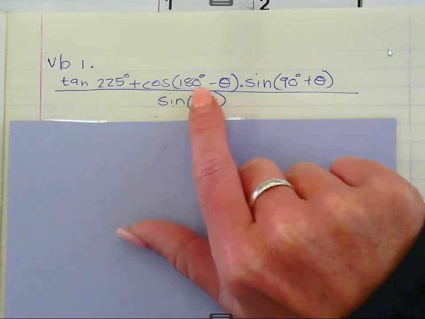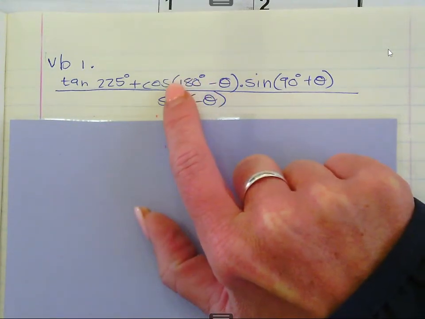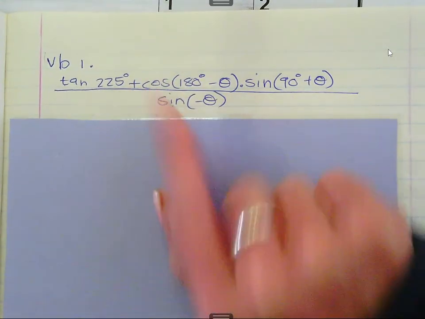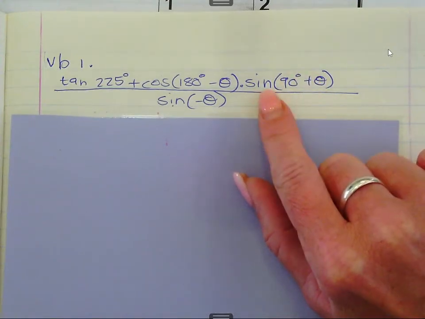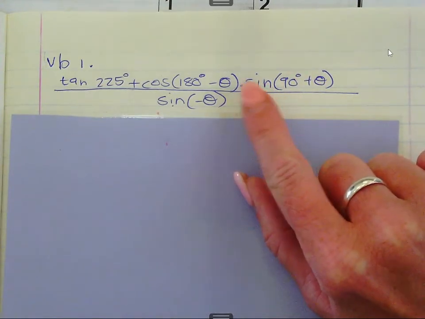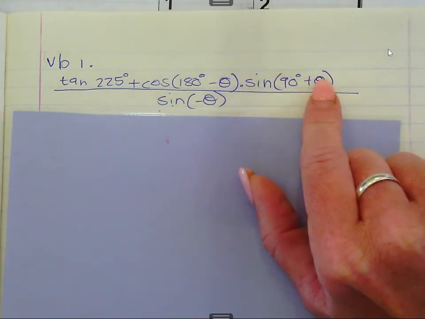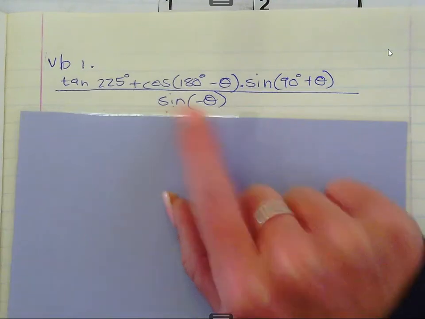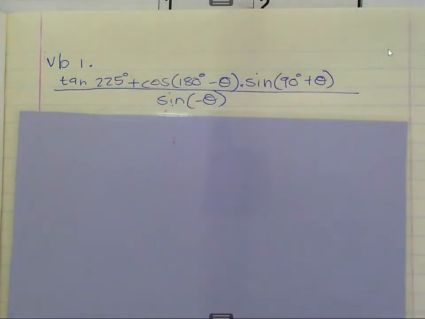This one, 180 minus, we're going to say it's in the second quadrant. It's cos, so it's negative. 90 plus, it's in the second quadrant. What is sin in the second? Positive, but it's also going to change to cos. So it's positive cos theta. Here at the bottom, the sin of a negative is negative sin of theta. Okay, that's what we're going to do.